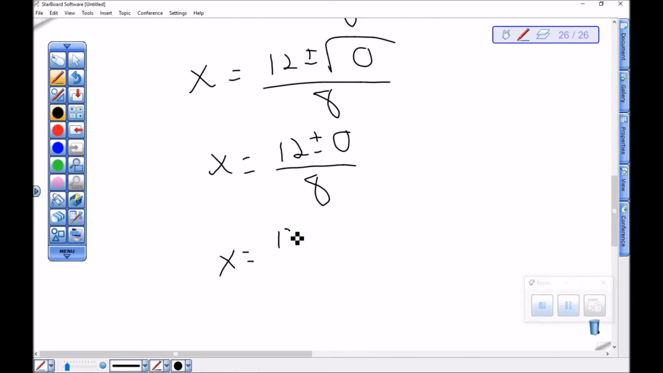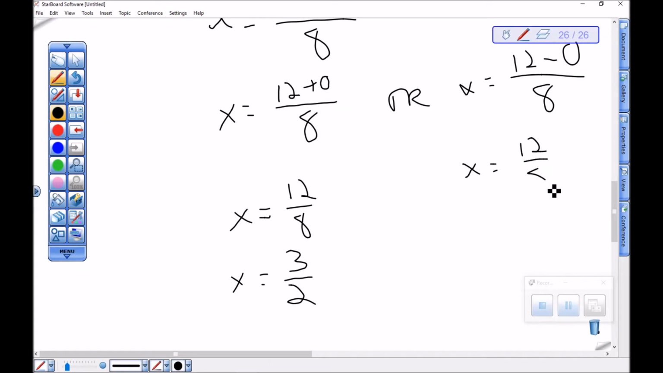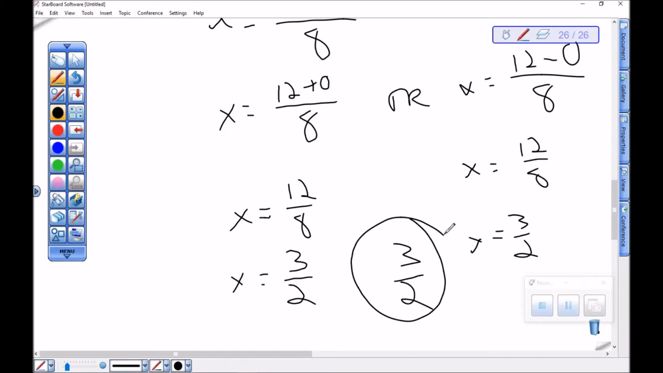So x is either 12 plus 0 over 8, or x is 12 minus 0 over 8. Here I have x is 12 eighths. That simplifies to, easy, 3 halves. Here I also have x is 12 eighths, which is 3 halves. So 3 halves seems to be the only solution to this equation, because I got it for both my sides just fine. So I think it's 3 halves or 1.5.